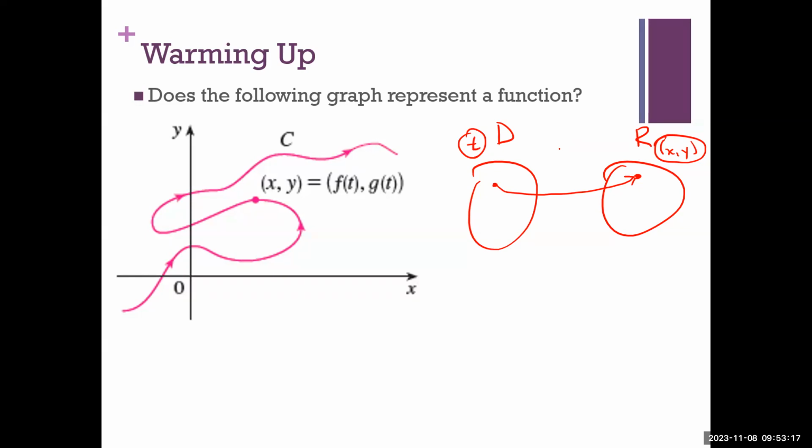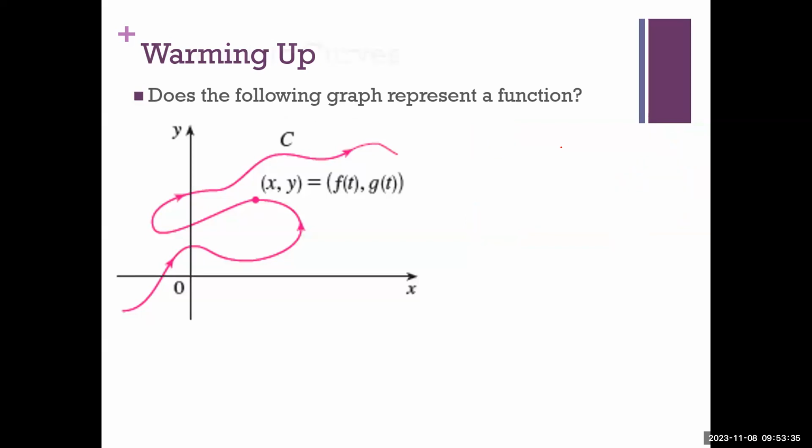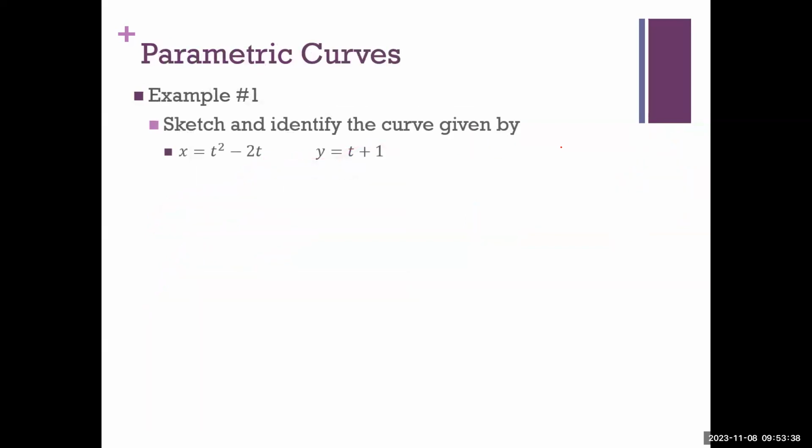So if we look at these things through this lens, these are functions. If I take a t value, then it maps to a single point. That still works for what we call functions, right? Okay, so let's at least start looking at an example before we break.